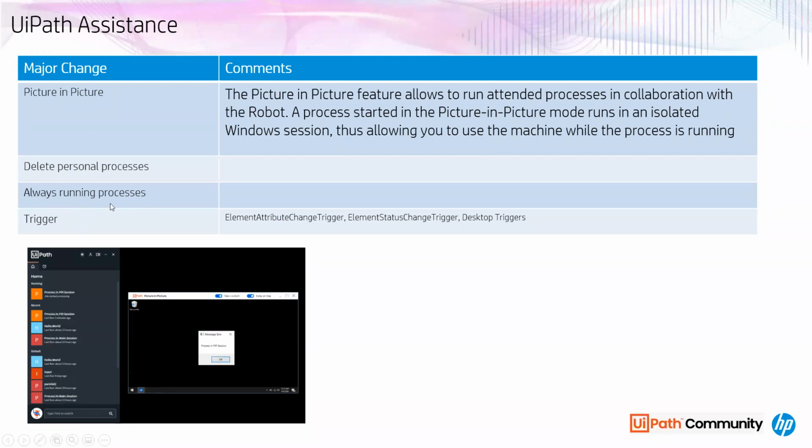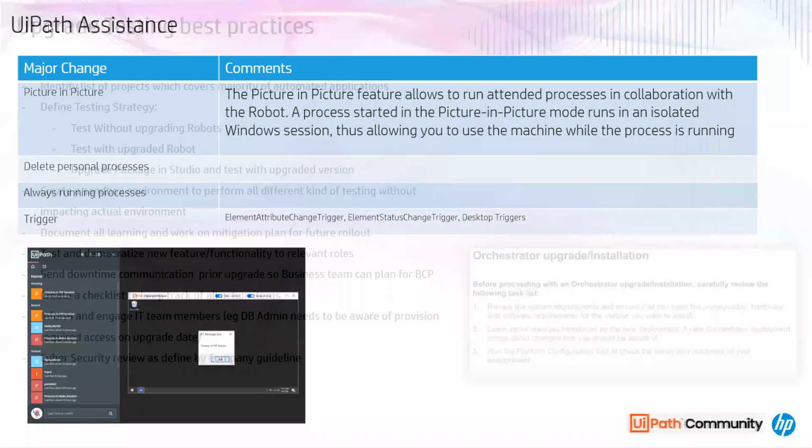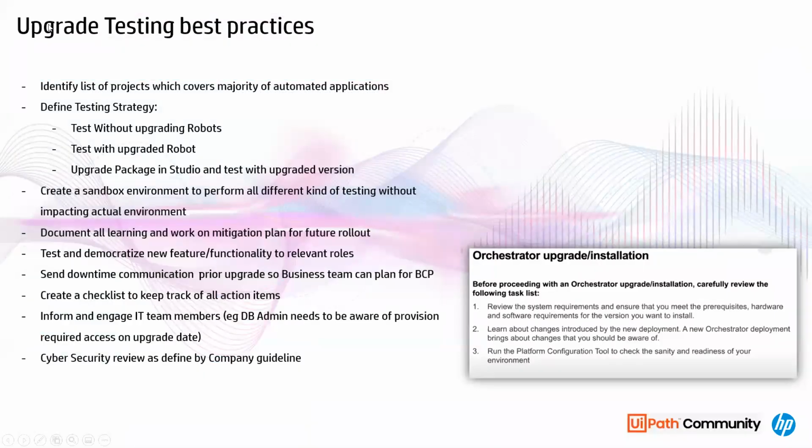And this triggers notifications. As I said, there are certain new triggers being introduced as well, like element attribute change, status change, desktop trigger. So they are helpful during our attended automation process. Okay, so this is on Assistant. So let's say a quick glimpse on Assistant, Orchestrator, and Studio. What is coming with 20.10?